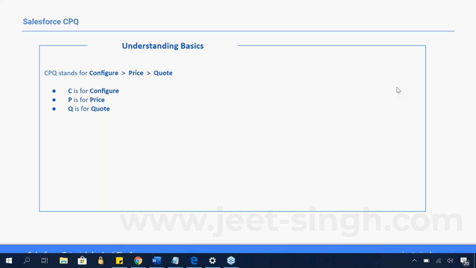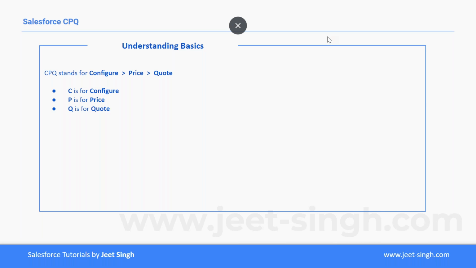Now let's talk about the configure part of it. So the configure part is basically about this: you are dealing with the quotations, and you are dealing with the price part of it. And what is the configure? What are we configuring? This is related to the product. So another important component in your sales cycle is what? Product.